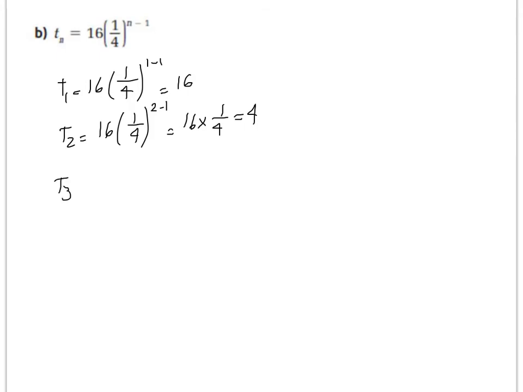And T3 is 16 times 1 over 4 exponent 3 minus 1. 3 minus 1 is 2, so 1 over 4 exponent 2 is 1 over 16, so I get 1.